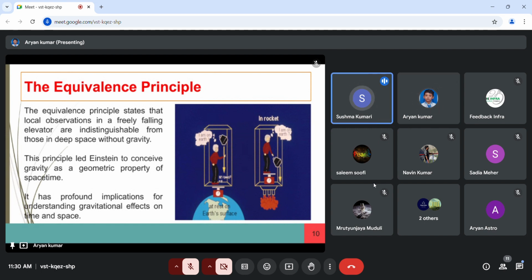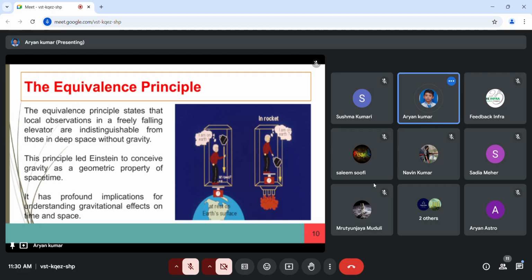Yes, the equivalence principle states that the local observations in a freely falling elevator are indistinguishable from those in deep space without gravity. This principle led Einstein to conceive gravity as a geometric property of space-time. It has profound implications for understanding gravitational effects on time and space.